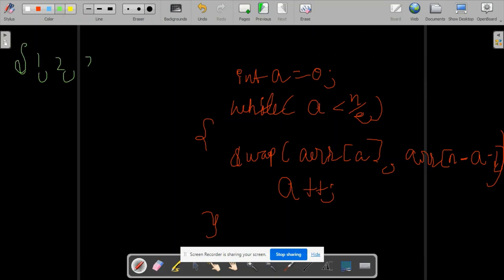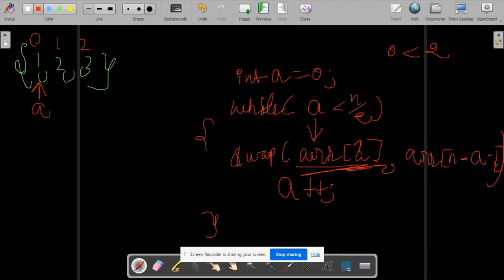Let me take a small array, otherwise it will create a mess over the board. Because the logic you have understood, okay? So my a is pointing to 0, it means I have my a at the 0th index. Now I'll check if 0 is less than 2. Yes, it is less than 2. Then take the entry inside the while loop. Swap arr of a. What is this a? It is 0. It means swap arr of 0 with n minus a minus 1, which is 5 minus 0 minus 1, the 4th index.